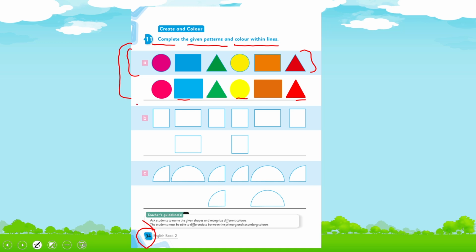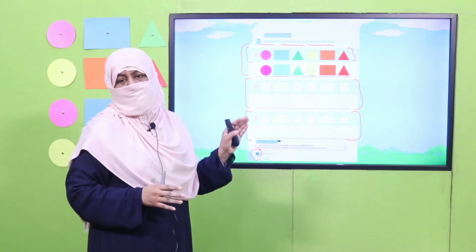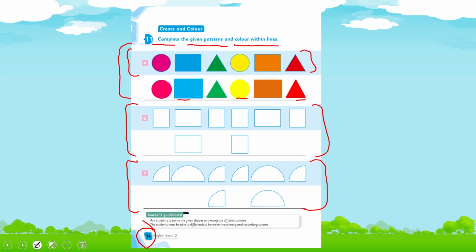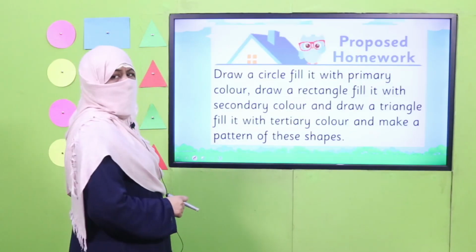Okay, likewise here you will first draw the shapes and then make a color pattern of your own. Again here, first draw the missing shapes and color within lines very nicely and complete the pattern. So pause the video and complete this page. Yes, my dear children, are you done with it? Good job. So it's time for your homework.